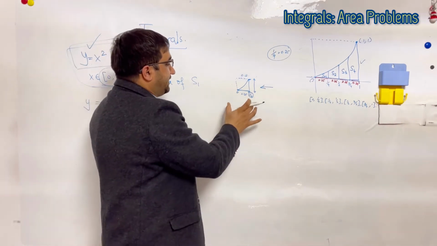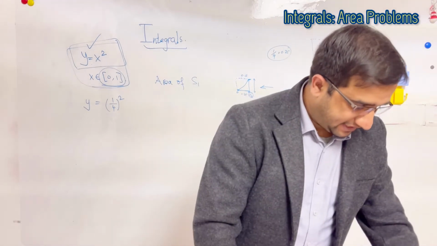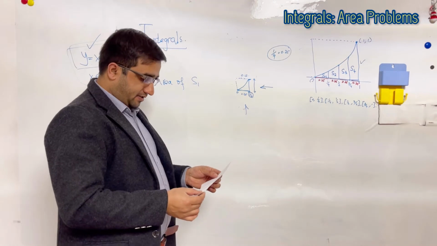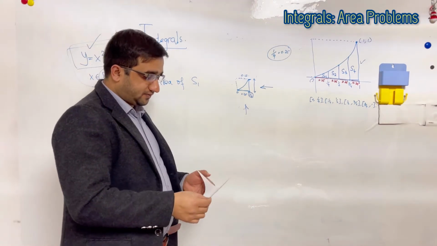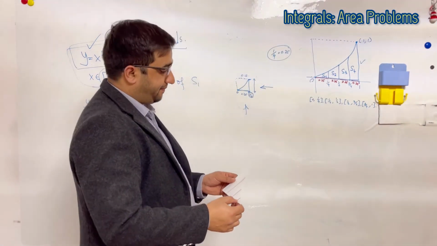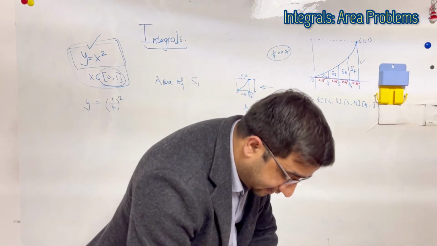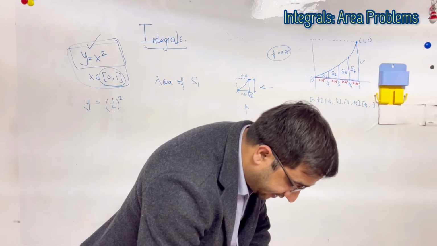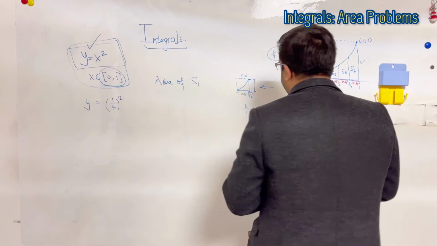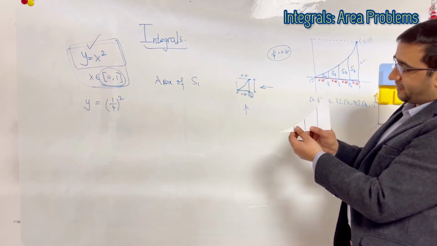Now there are two possibilities. Now let me show. I have a small paper. Okay, let me make it look like... okay. Can you hear me? Can you hear me? Now look. Now look at this shape.